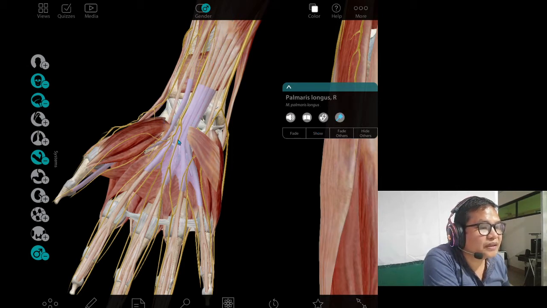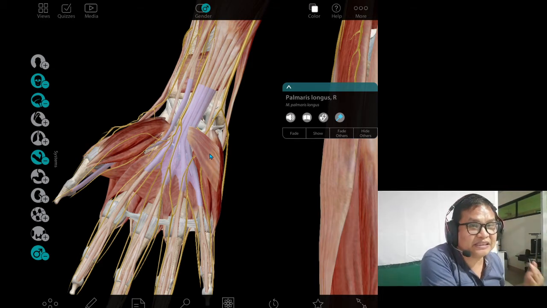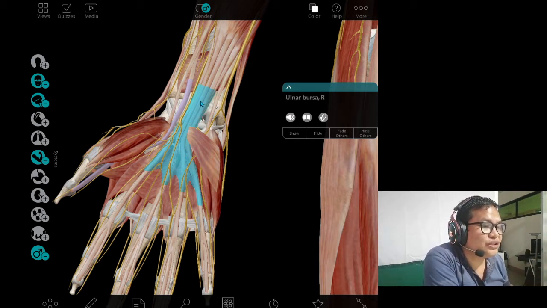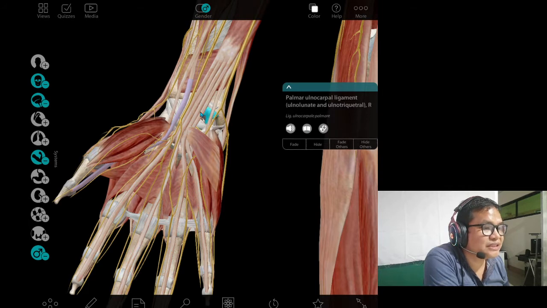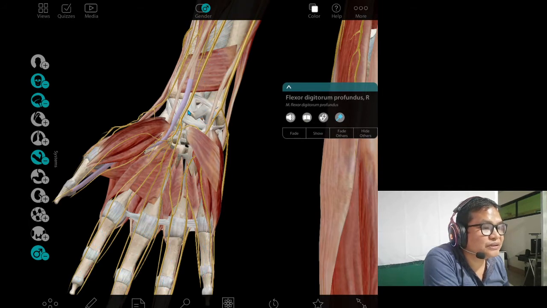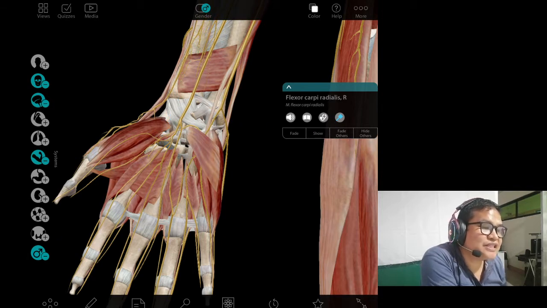Okay, so here, these are the muscles of the hand, especially the intrinsic muscles. When you say intrinsic, they are found only in the hand. They originate from the hand and insert in the hand. So I'm going to remove this long finger flexor, as well as the profundus and superficialis. I'm removing the extrinsic tendons. So we have here the intrinsic muscles of the hand.